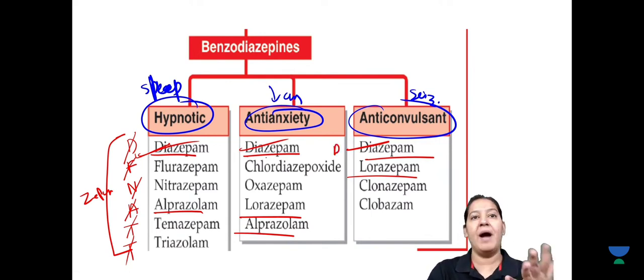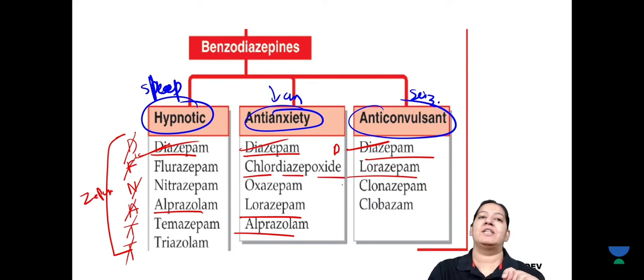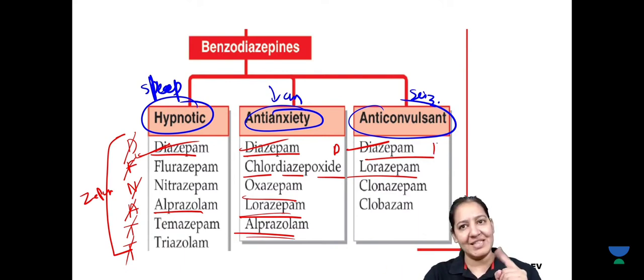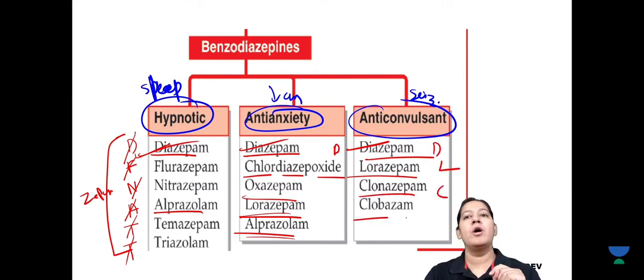Diazepam का ही बड़ा भाई क्लोर डायजेपोक्साइड, ऑक्साजेपाम, लोराजेपाम, अल्प्राजोलम. Give me a thumbs up. एंटीकन्वल्सेंट में डायजेपाम, लोराजेपाम, क्लोनाजेपाम एंड क्लोबाजेपाम. So various zepams are there.